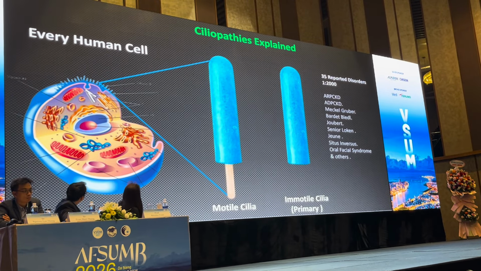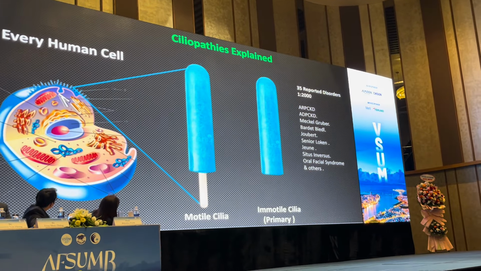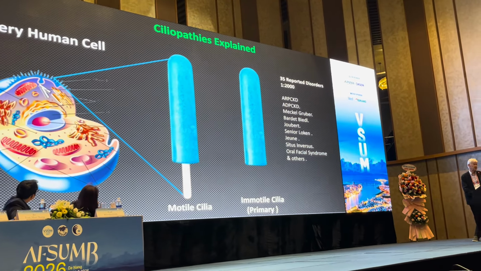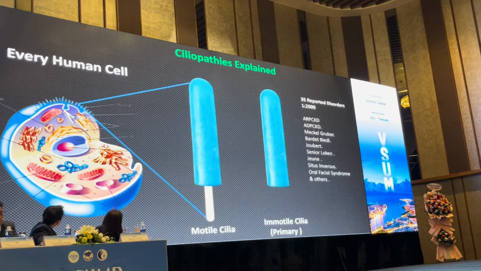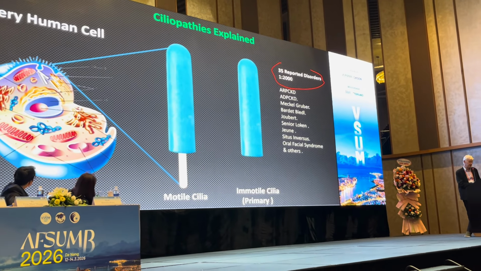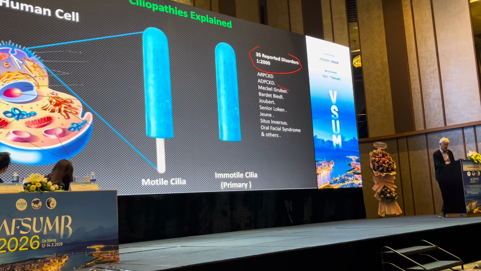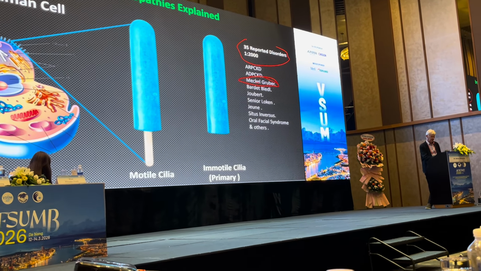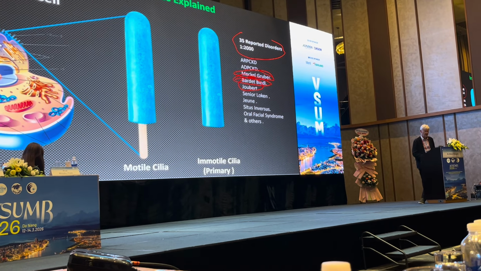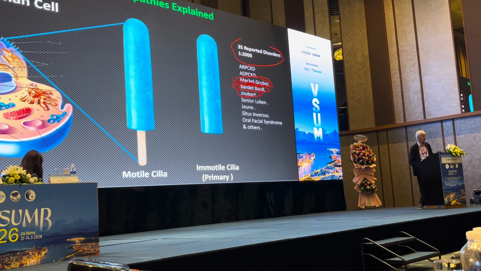If you ever look, every single human cell has got a cilia on it. And if you look at the disorders, 35 different disorders have been reported, with an incidence of about 1 in 2,000 for the ciliopathies. The other renal conditions that may occur and affect the kidneys are Bardet-Biedl, Meckel-Gruber, Joubert, and the other lengthy list of ciliopathies that may cause renal disease.